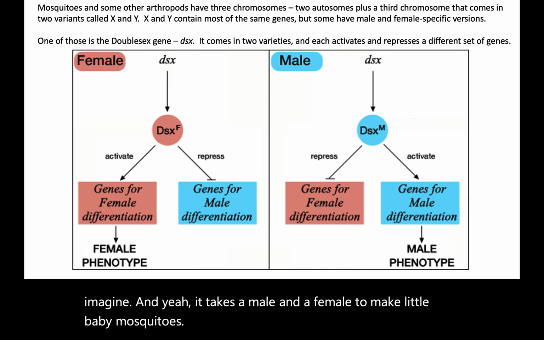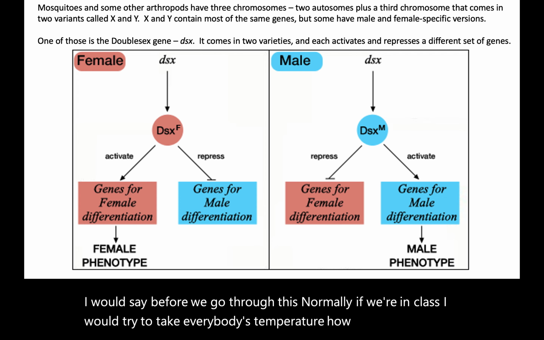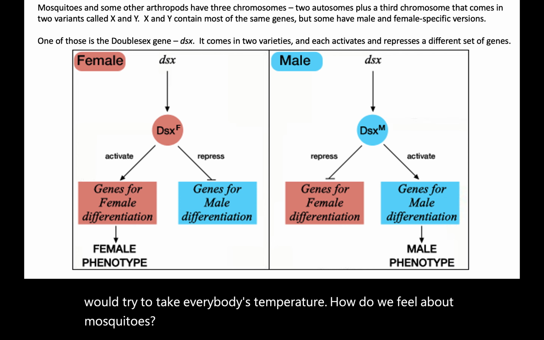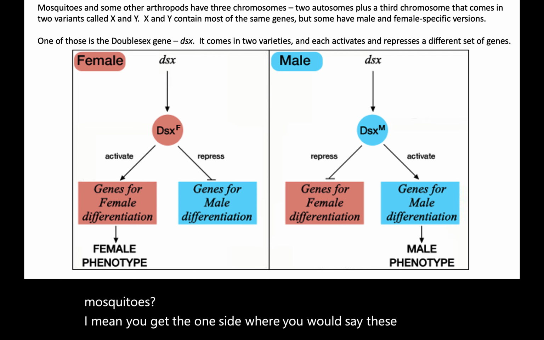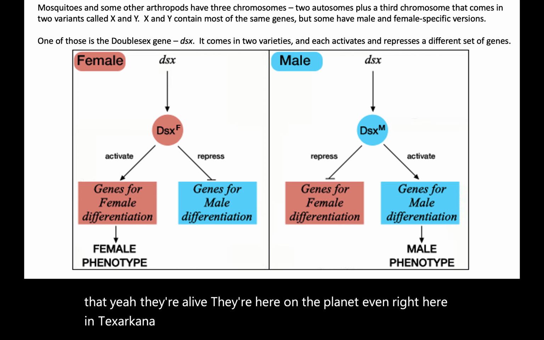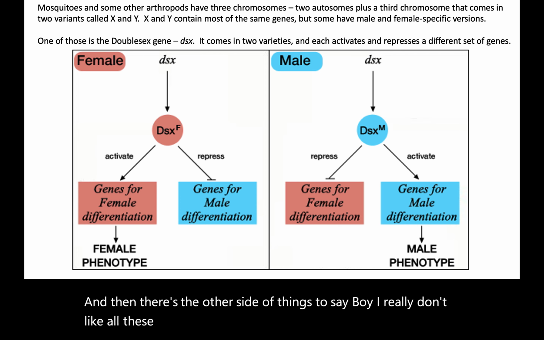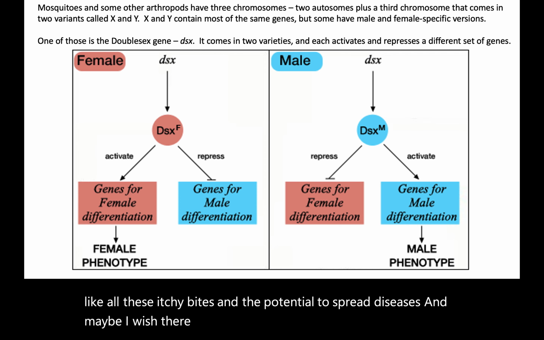I would say before we go through this, normally if we're in class, I would try to take everybody's temperature. How do we feel about mosquitoes? You've got the one side where you would say these are things that are alive, they're here on the planet, even right here in Texarkana. They maybe have as much right to be here as I do. And then there's the other side that says, boy, I really don't like all these itchy bites and the potential to spread diseases, and maybe I wish there weren't so many mosquitoes.